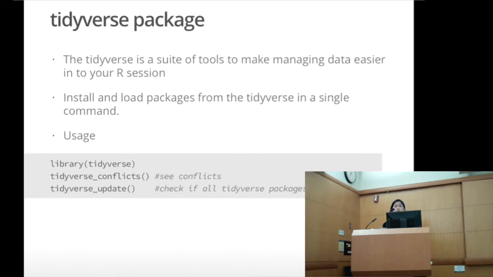I don't know if any of you are using the tidyverse package. Tidyverse is basically a suite of packages, and these packages include the declare package. I don't remember many of them, but it works extremely well with the pipeline operator.